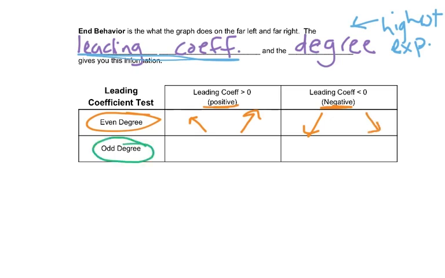If your degree is odd, so that means the highest exponent is like 3, 5, 7, the ends are going to go different directions. So if the leading coefficient is positive, the right end is going to go up and the left end is going to go down. This is like your x cubed equation. That's that graph you should know. But if that number in front is negative, then it flips it around, and so the left hand will go up and the right hand will go down.